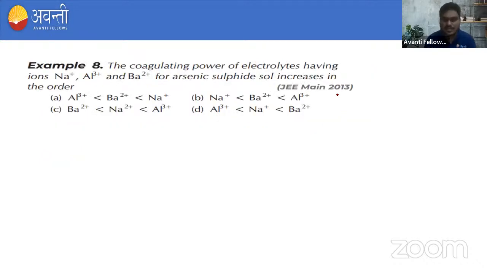So this is the JEE 2013 question. Can anyone tell me the answer of this question? This is very simple and based on the Hardy-Schulze rule. फटाफट जल्दी से बताओ क्या होना चाहिए. I'll give you 10 seconds for this question. फटाफट बताओ. Till I take some water. जब तक मुझे सबका आंसर आ जाना चाहिए चैट बॉक्स में. फटाफट जल्दी.